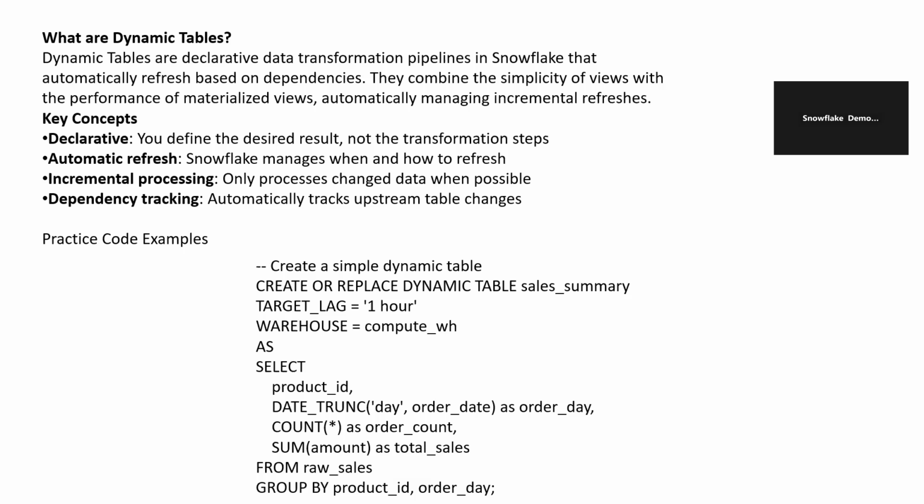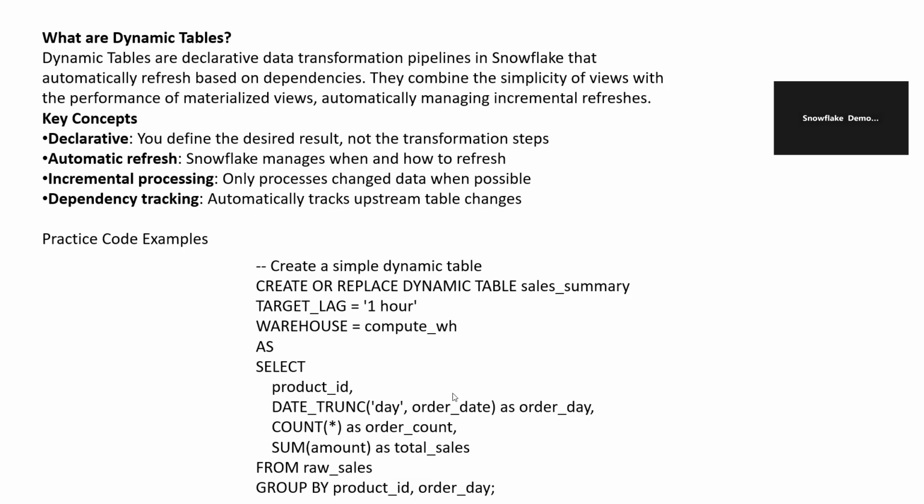The key concepts: declarative means you define the desired result, not the transformation steps. Automatic refresh means Snowflake manages when and how to refresh. Incremental processing means it only processes changed data when possible. Suppose we loaded the data an hour back and your dynamic table refresh lag is one hour. In that case, every hour it gets refreshed automatically without any manual intervention. Dependency tracking automatically tracks upstream table changes.